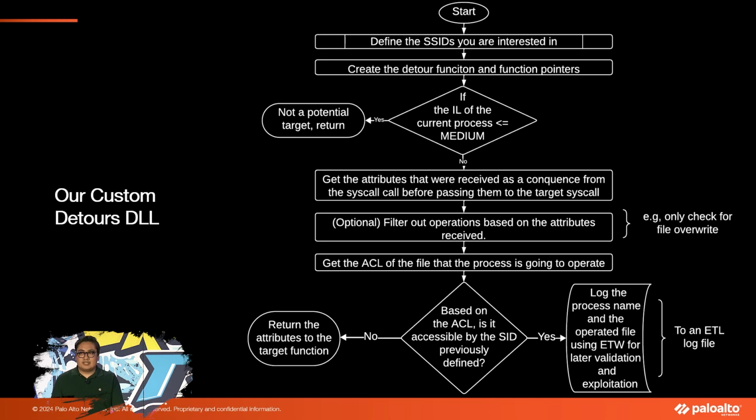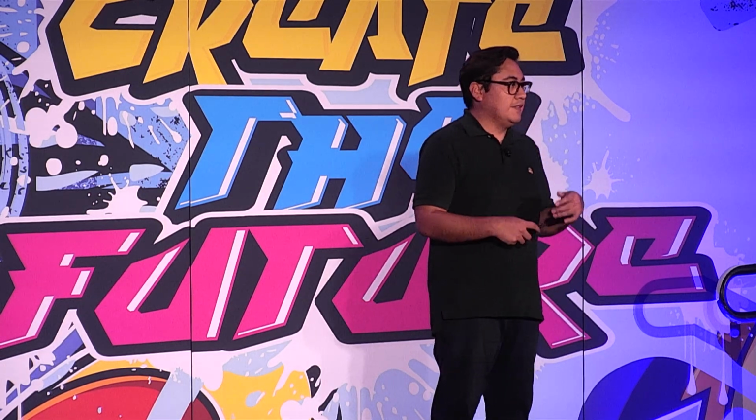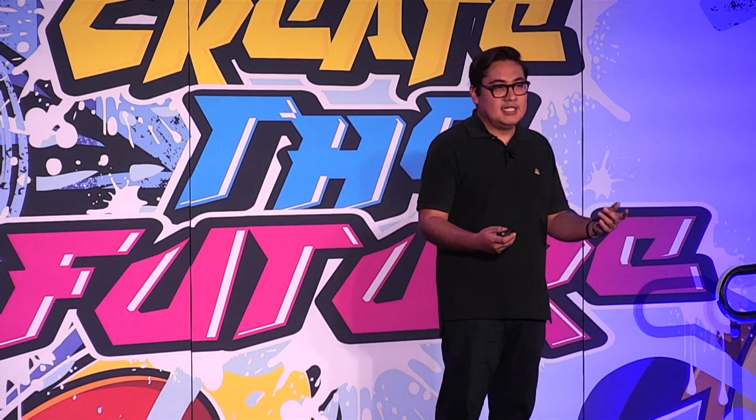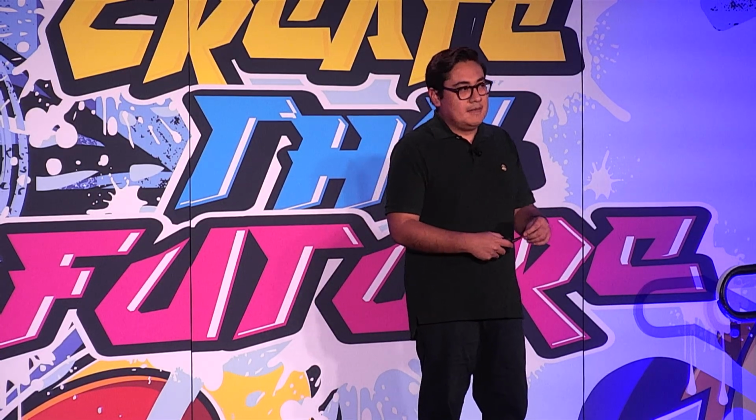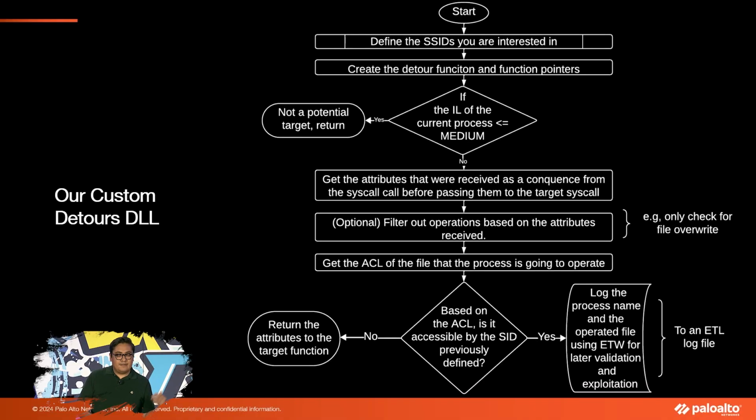As an option, you can filter by operation. So based on the flags you receive, you can monitor create file, remove file, delete file, because most of the functions that are in charge of operating with files use one single function to do all these operations, and then depending on the flags that you pass, the operation is going to be different. And finally, we look into the ACL of the file, or whatever is going to be accessed, and if that can be accessed through any of our SIDs that we previously defined, then we log it into ETW, which I'm going to talk about later.